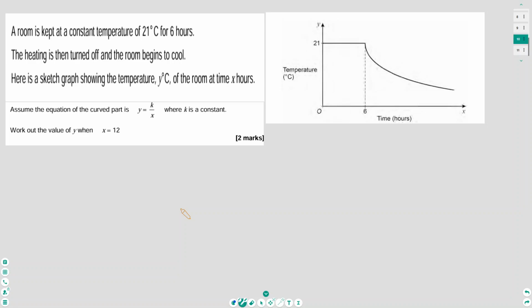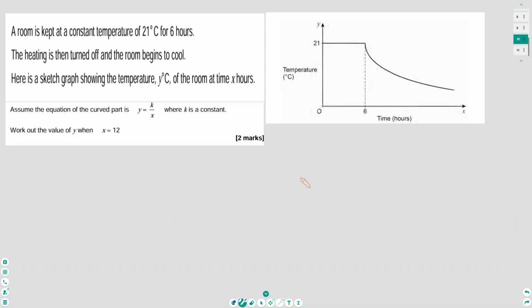A room is kept at a constant temperature of 21 degrees for 6 hours. The heating is turned off and the room begins to cool. The sketch graph shows the temperature of the room at time x hours. You see the graph on the right hand side.